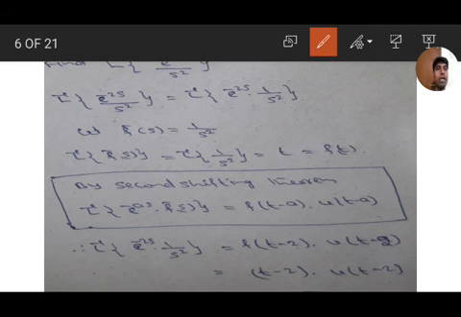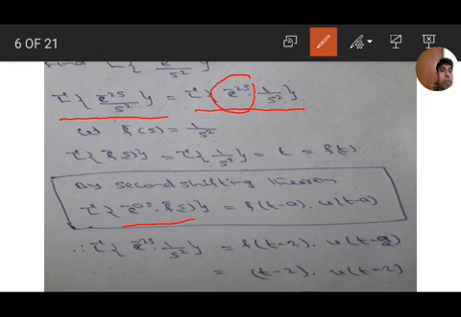That is, L inverse of e to the power of minus 2s by s square can be written as L inverse of e to the power of minus 2s into 1 by s square. It is of the form L inverse of e to the power of minus as into f bar s. So take 1 by s square as f bar s. Let f bar s equal to 1 by s square, and L inverse of f bar s equal to L inverse of 1 by s square.